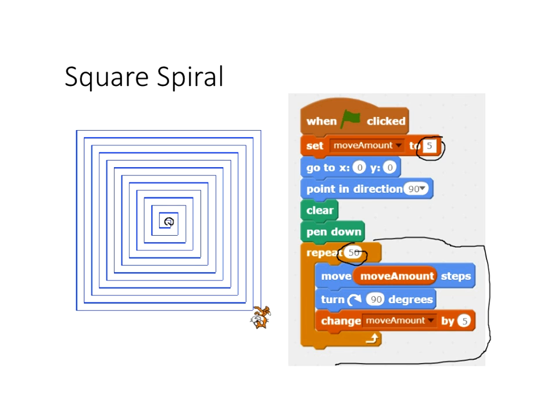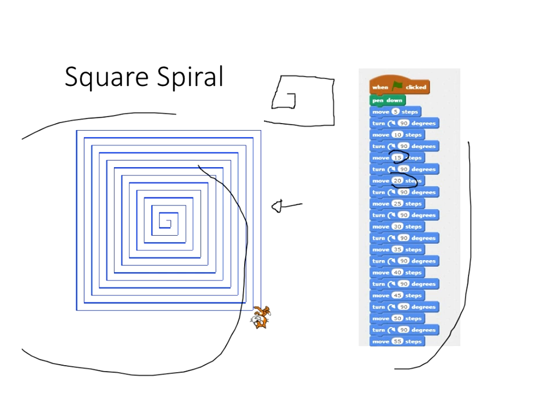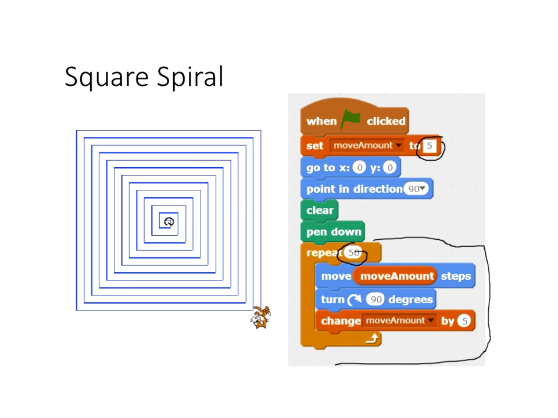Then it puts my pen down and it says move amount steps. So there's where it does the 5. And then it says rotate 90 degrees. Then it says change move amount by 5. Repeat. So the next time my move amount equals 10, rotates 90 degrees, change move amount by 5. The next time move amount is 15. So you can see I'm doing the same as what I did here, except now I have a loop, and I can do that as many times as I want.